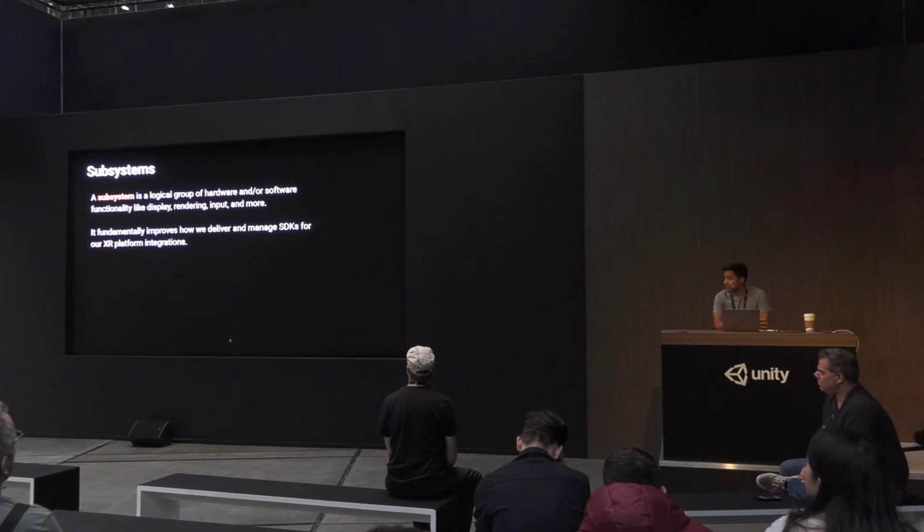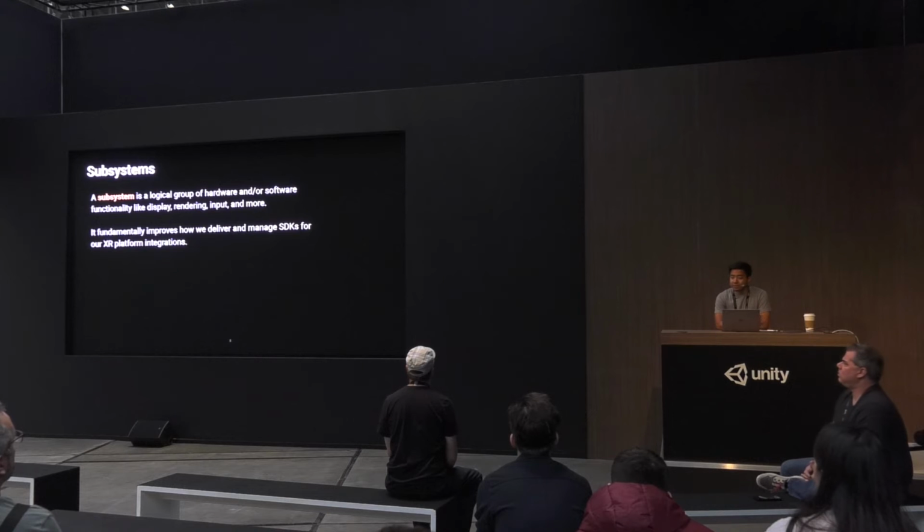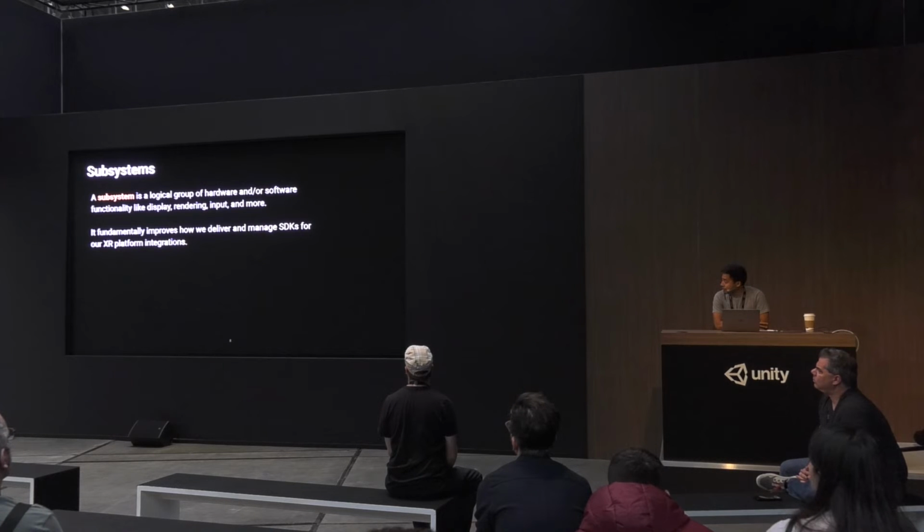Examples of this include display, rendering. If you're looking at augmented reality, it's things like plane detection, face tracking, image tracking, object tracking. These are all features that we're starting to see being released by several providers, especially in the augmented reality space. But the same sort of applies for VR devices as well. So this notion of subsystems fundamentally improves how we deliver and manage SDKs for all of our AR and VR platform integrations.